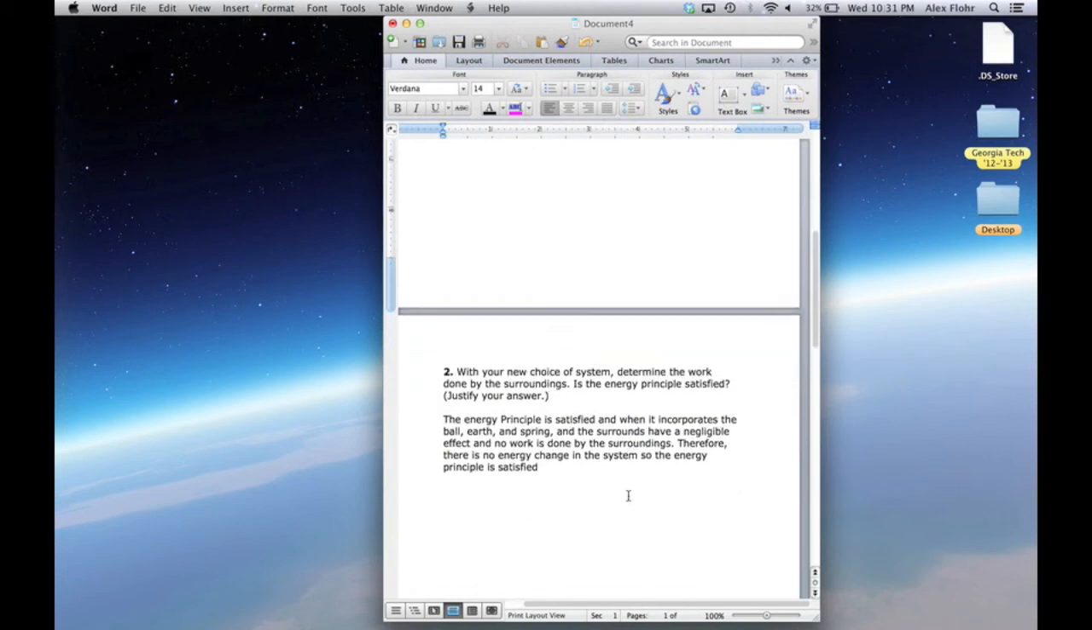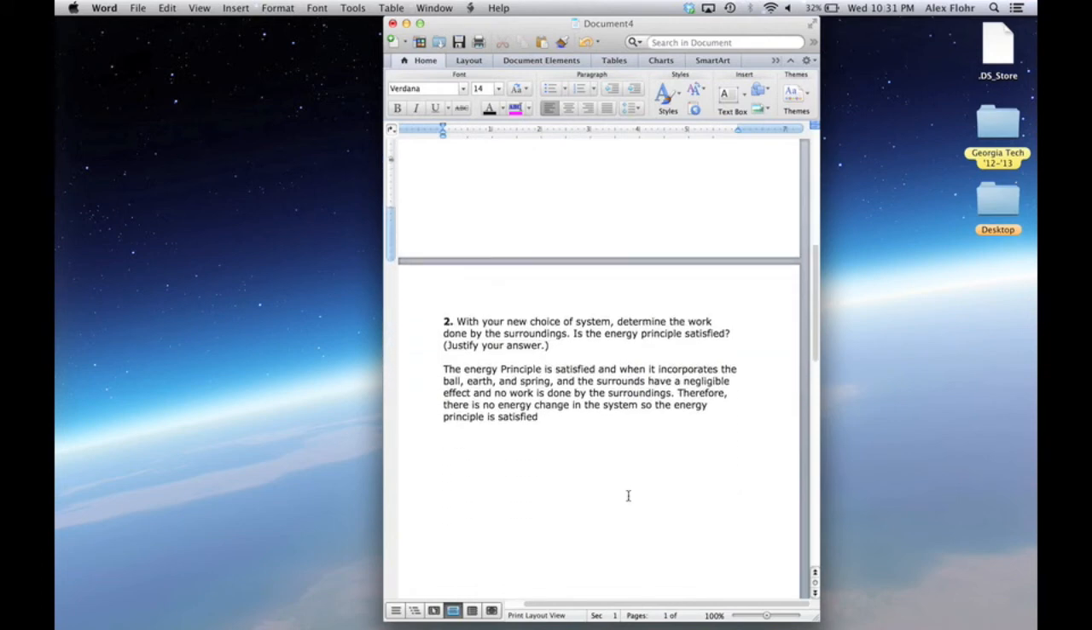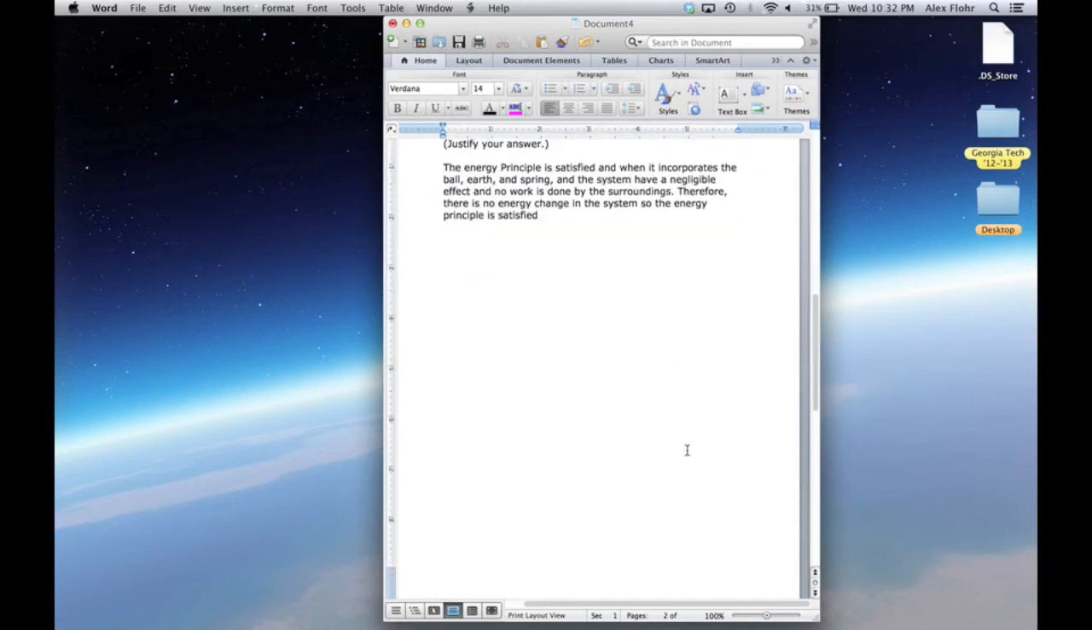The second what if question says, with your new choice of systems, determine the work done by the surroundings. Is the energy principle satisfied? The energy principle is satisfied, and when the ball, Earth, and spring are incorporated into the system, the surroundings actually have a negligible effect, which means there's no work done, and therefore there's no energy change in the system, so the energy principle is satisfied.